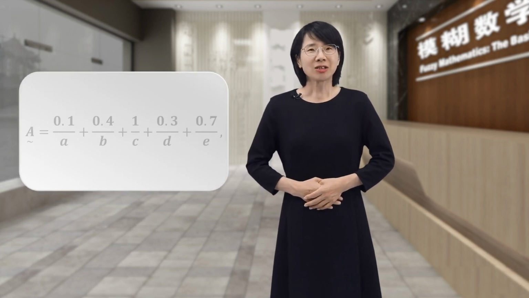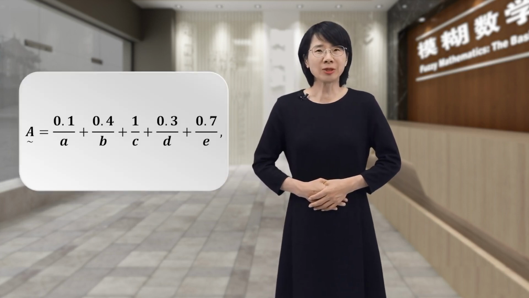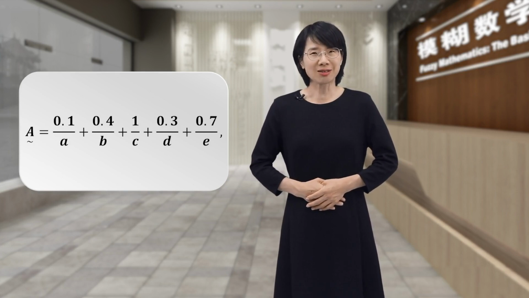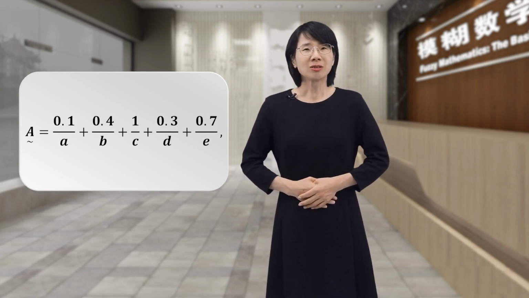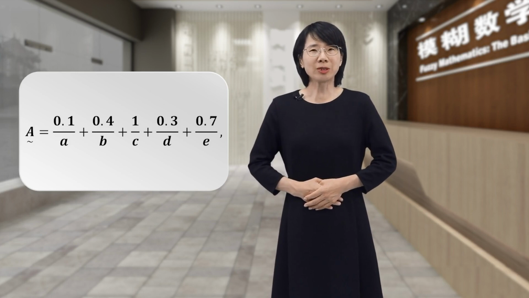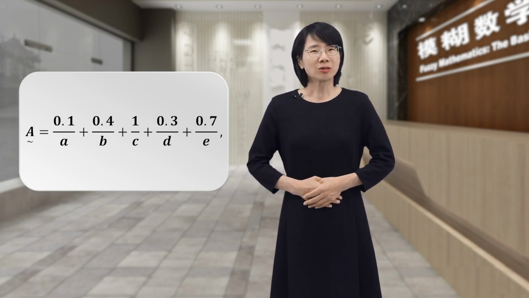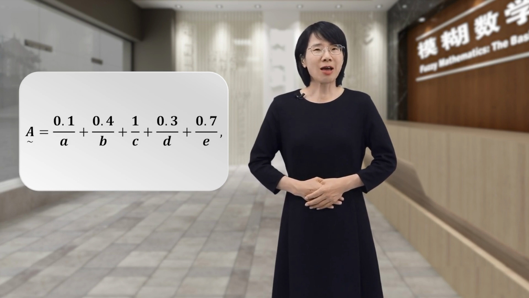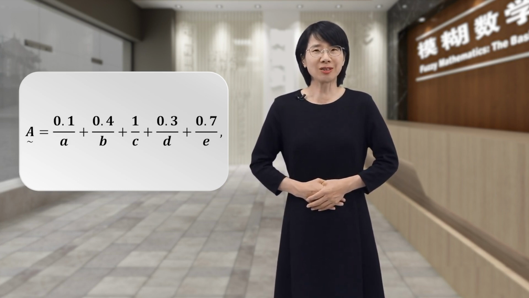That means the degree of membership of element A in this fuzzy set is 0.1. The degree of membership of element B in this fuzzy set is 0.4. The degree of membership of element C in this fuzzy set is 1. The degree of membership of element D in this fuzzy set is 0.3. And the degree of membership of element E in this fuzzy set is 0.7.